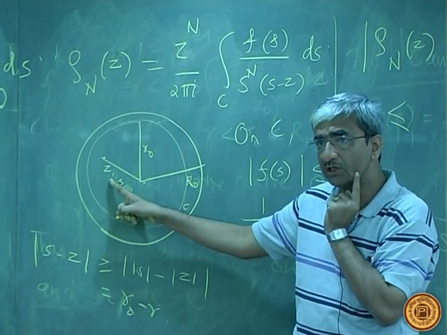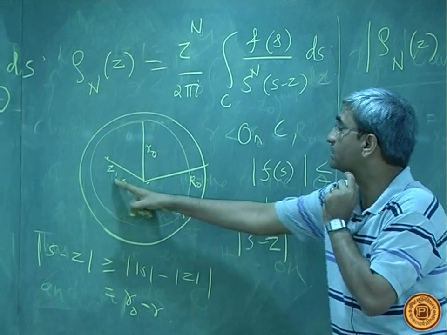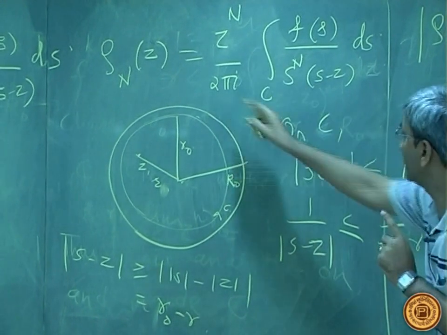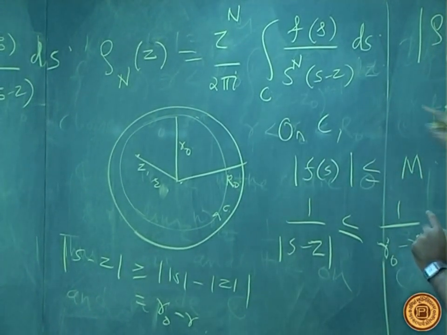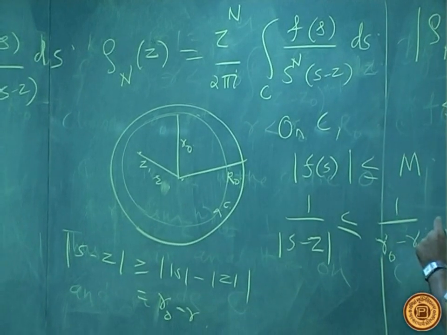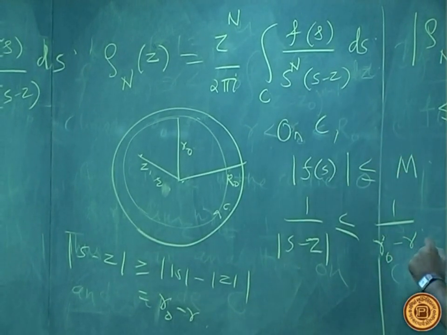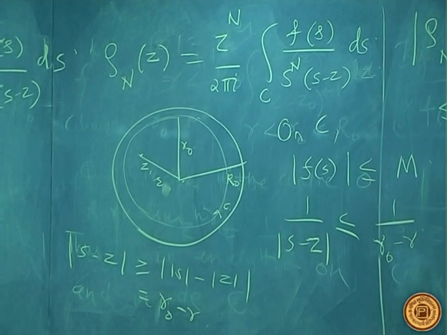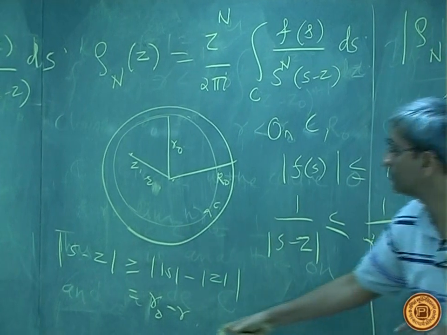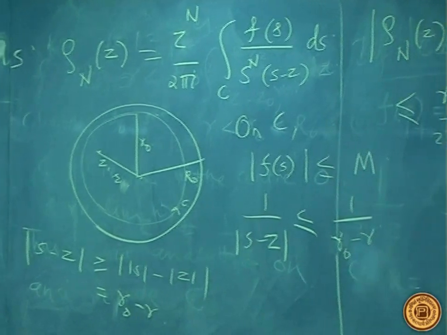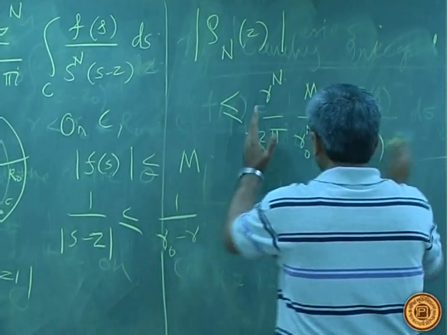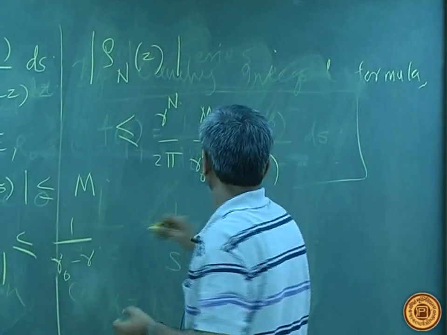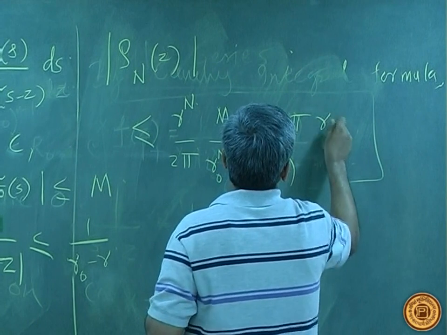You have to continuously show this picture. So mod Z is R, so this is R to the power capital N. If you take mod, then this will become 2 pi. Mod of F is m, mod S is R naught to the power n, and mod S minus Z is 1 over R naught minus R, as we have just shown. And into the length of C, which is 2 pi R naught.